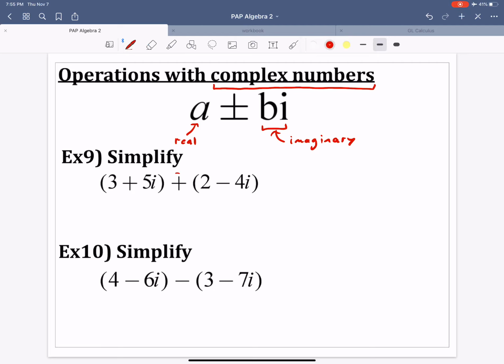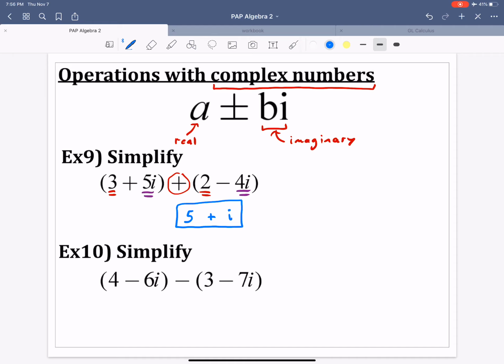So if you look at example 9 here, addition is so easy. What you're going to do here is you're going to add real part plus real part. And then you're going to add imaginary part and imaginary part. So when I do this, 3 plus 2 is 5. That's my real part. Plus 5i plus -4i gives me plus 1i. So the solution here, when I add this together, is just 5 plus i. Again, it's just like combining like terms. Combine the real parts, combine the imaginary parts.